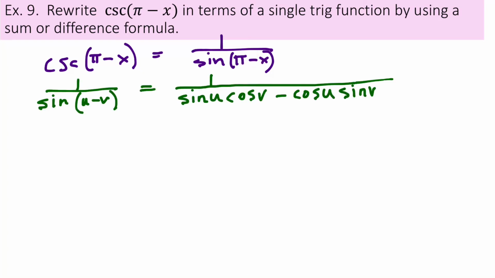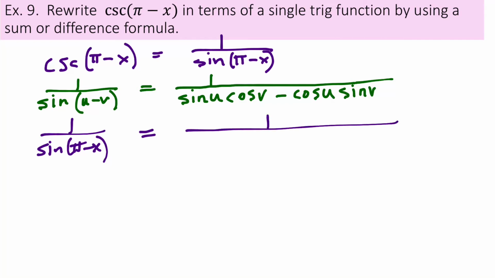So I got my formula, sine of u minus v, so I have 1 over the formula here. All right, so now I'm talking about u being pi and v being x. So I've got 1 over the sine of pi minus x. Let's just write that. So that's 1 over the sine of pi cosine of x minus cosine of pi sine of x. All right, so I've got the sign correct. You always want to be very careful you don't mess up your substitutions before you take the next step.